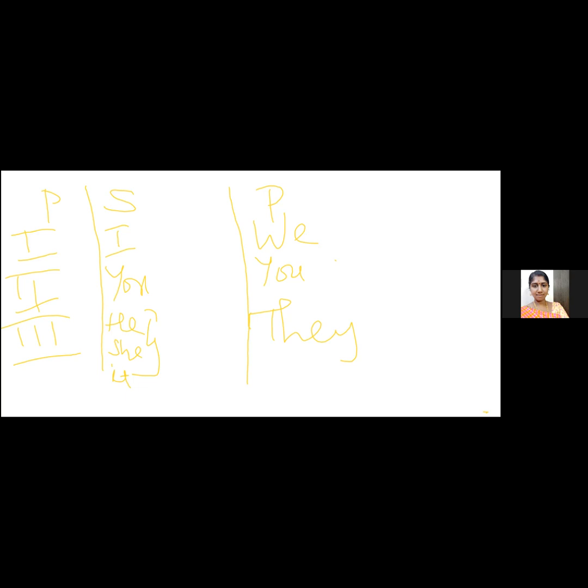For example, walk means what? To walk, right? It's an action word. It is the verb. It has a meaning. But is, am, are, were, was, has, have, will, can, could, would, may, might, shall, should: these verbs do not have any meaning of their own. But they come in the sentence to support the main verb.